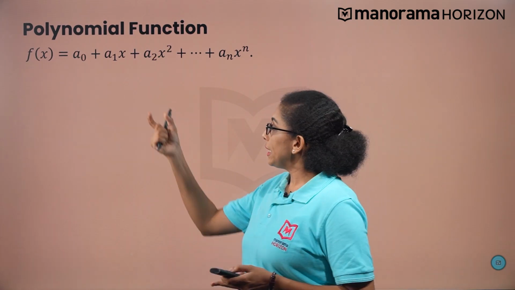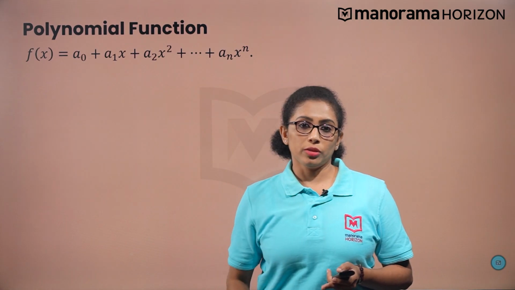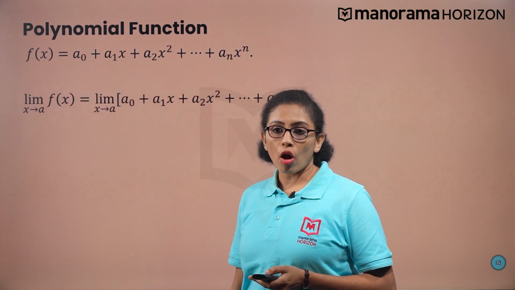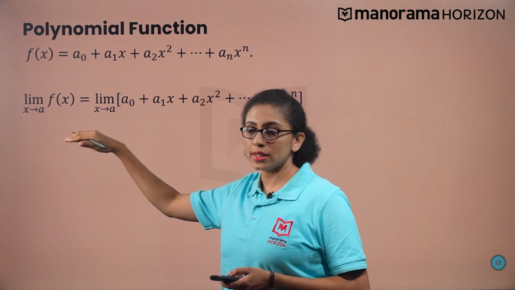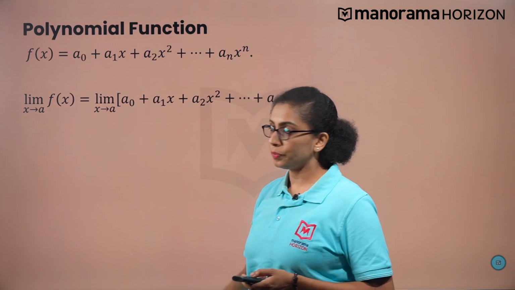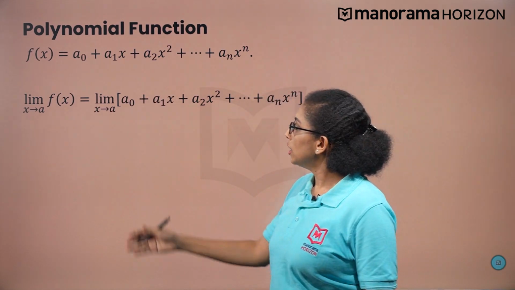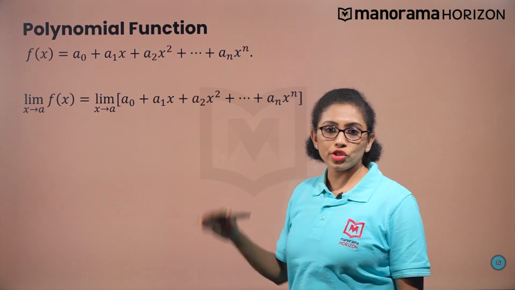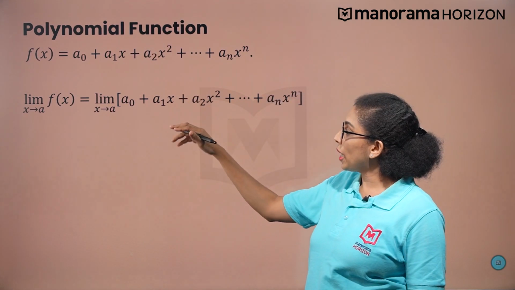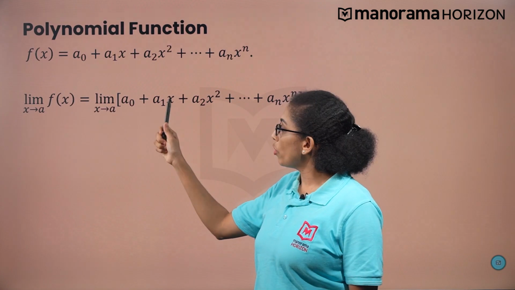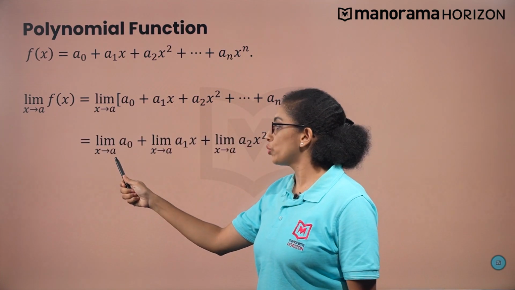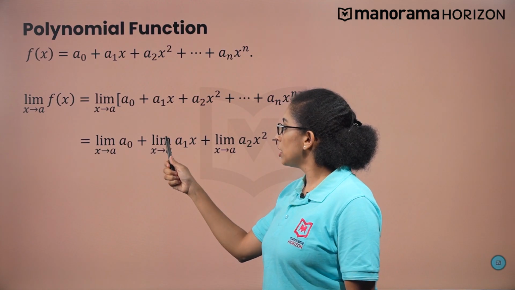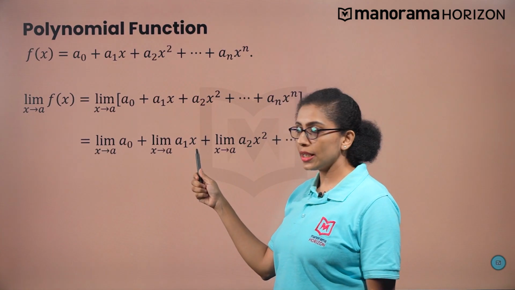Consider each term as a function. Then we have the limit of f of x as x tends to a is equal to, applying the limit on the RHS, limit x tends to a of the RHS. Now, here we have to apply the limit of the sum of functions. Then we will get separate limits. Limit x tends to a of a0 plus limit x tends to a of a1x, and so on.